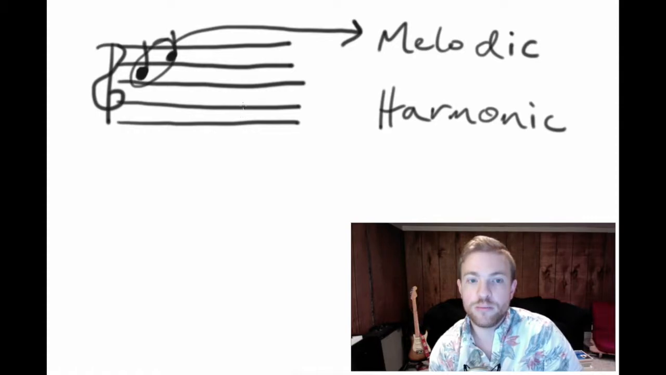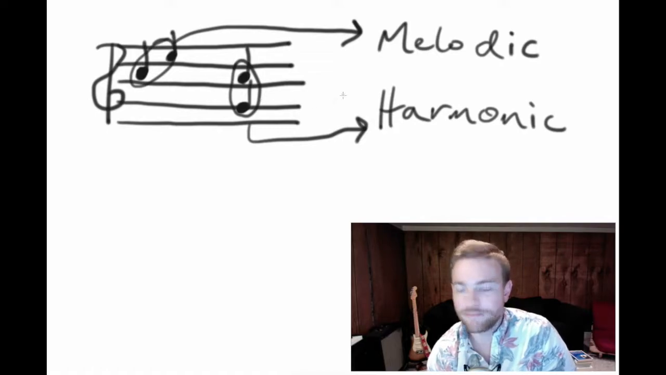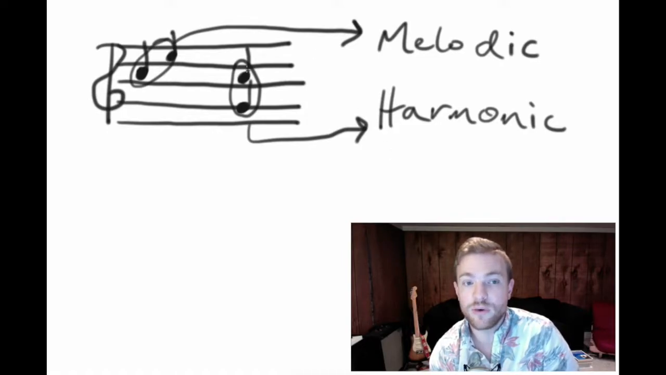Harmonic intervals would be something like this, where we have two notes that are played at the same time as a chord, and that would be a harmonic interval. And I don't think my stems were actually pointing the right direction there, but I'm just going to let that slide for now. So that's the difference between melodic and harmonic intervals. Melodic intervals are played in sequence, one after another. Harmonic intervals are played together as a chord.